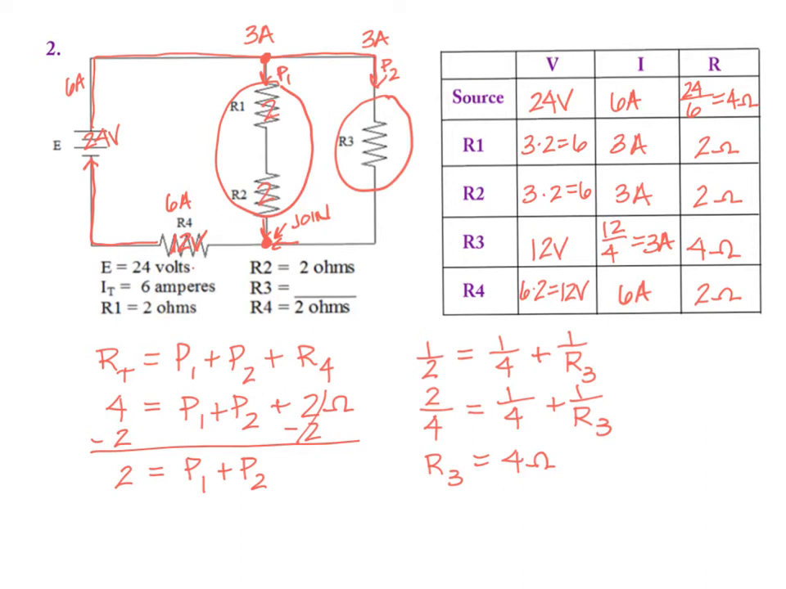And then with R3, it's going to drop 12 across R3 in pathway 2, and then it'll drop another 12 across R4. So it looks like things add up, and my VER chart is good to go. So that is number 2.